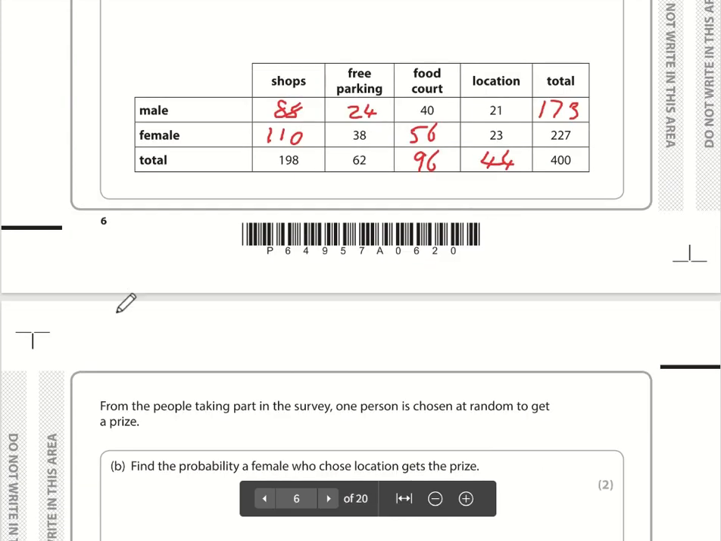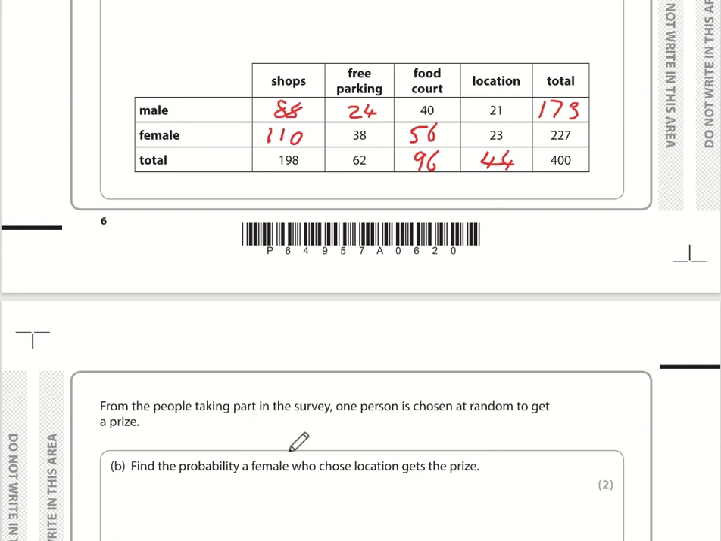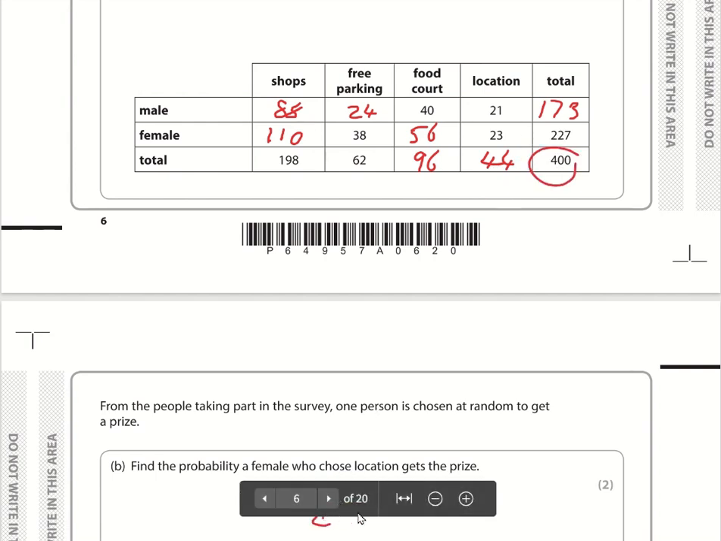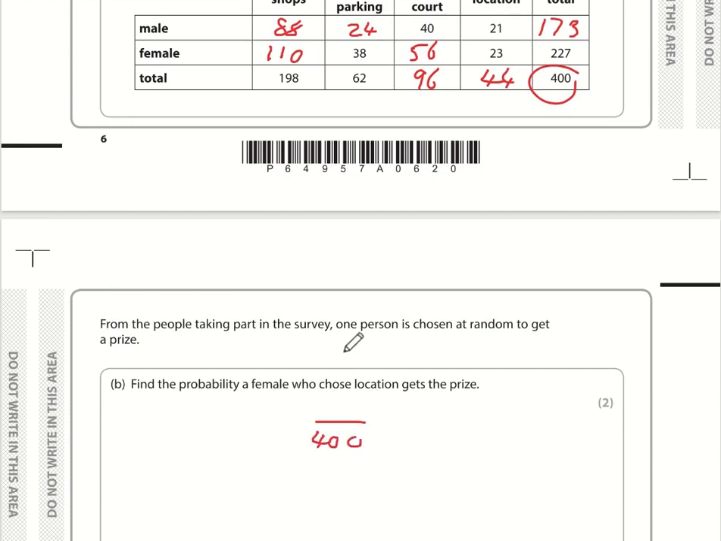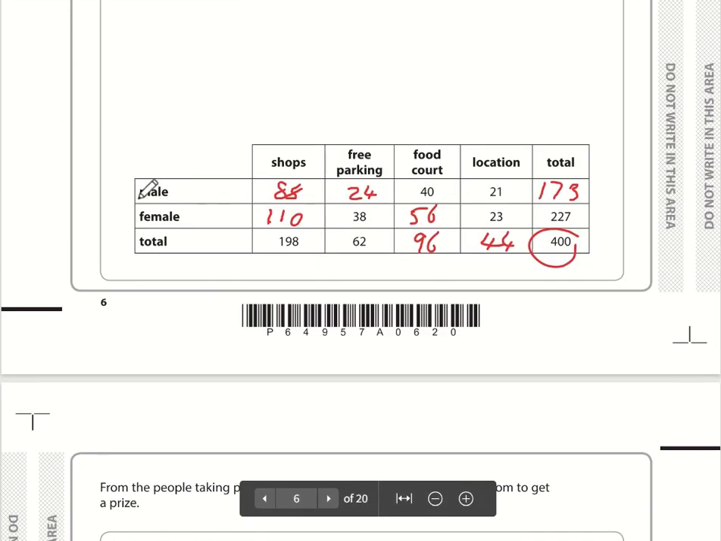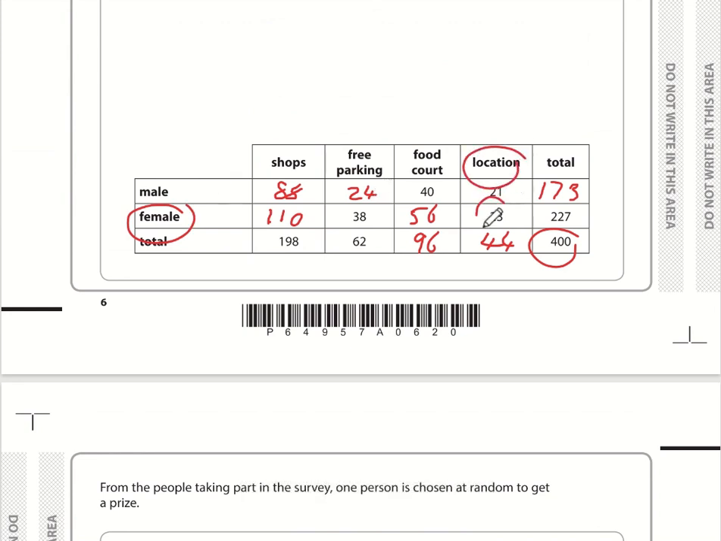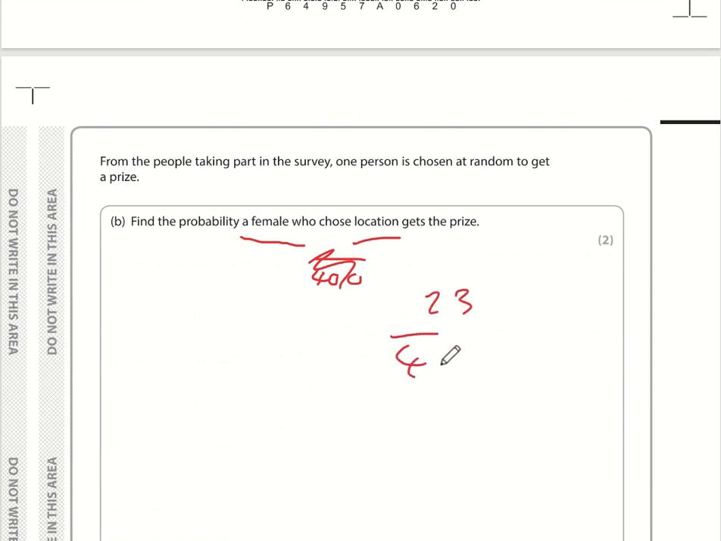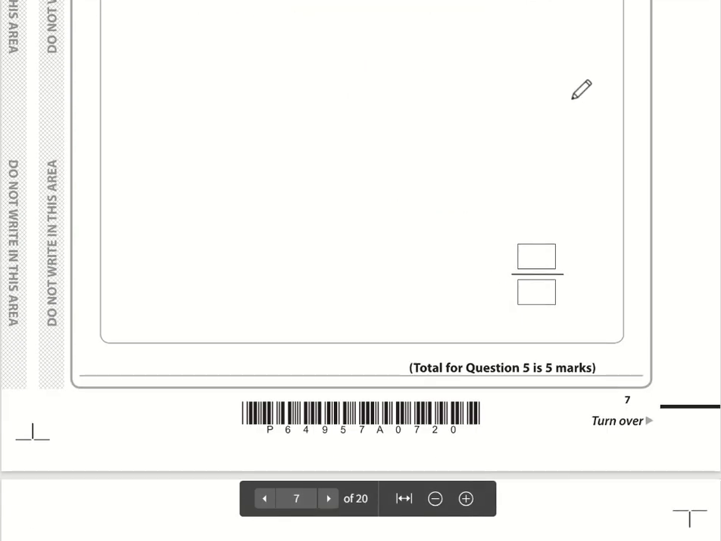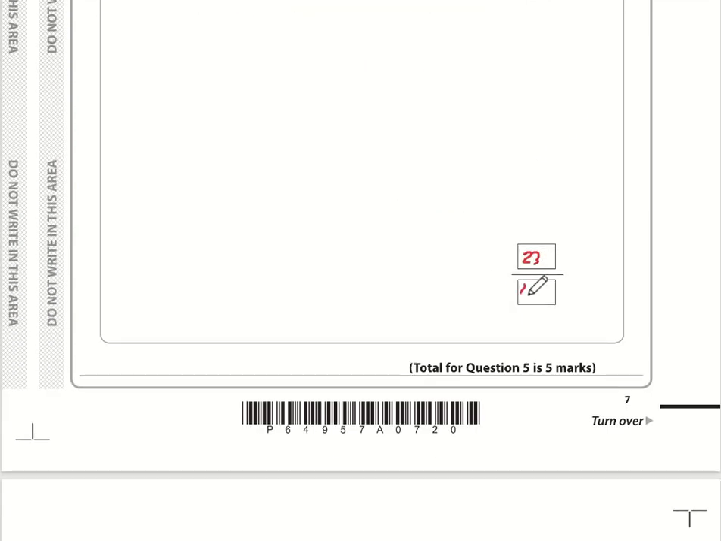Okay, so part B says, from the people taking part in the survey, one person is chosen at random. So how many people took part in the survey? Well, that is 400. So of the 400, we're looking for female who chose location. So here are the females, here are locations, so that is 23. So that is 23 out of 400. So that is the probability, and this fraction cannot be simplified. So there we go, 23 over 400.